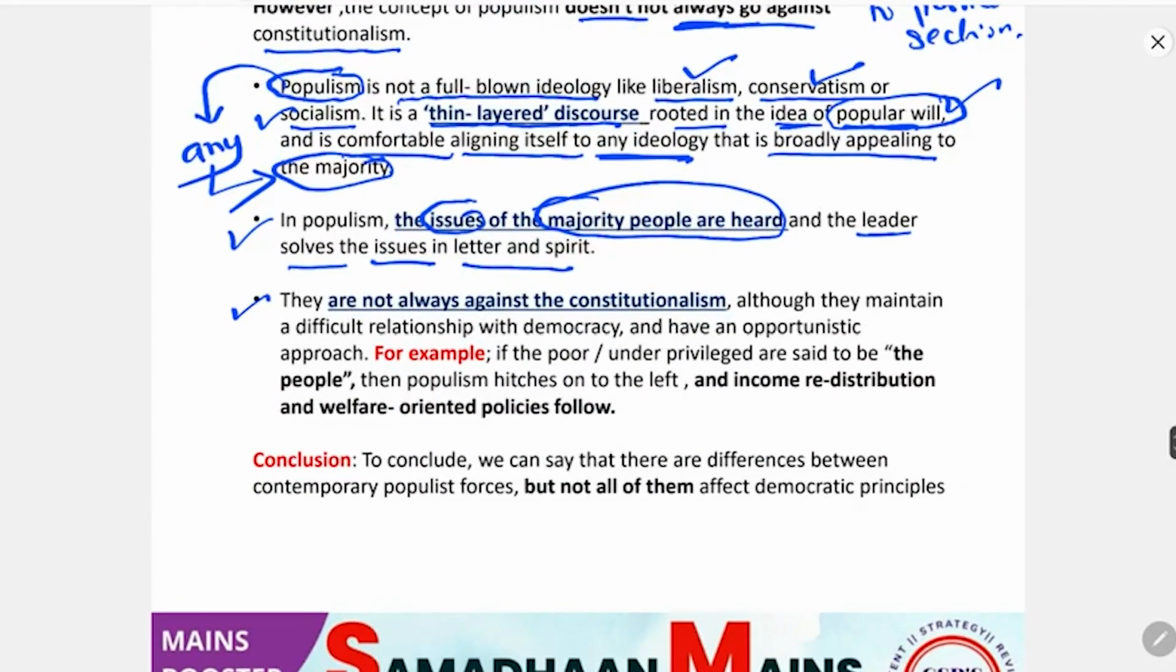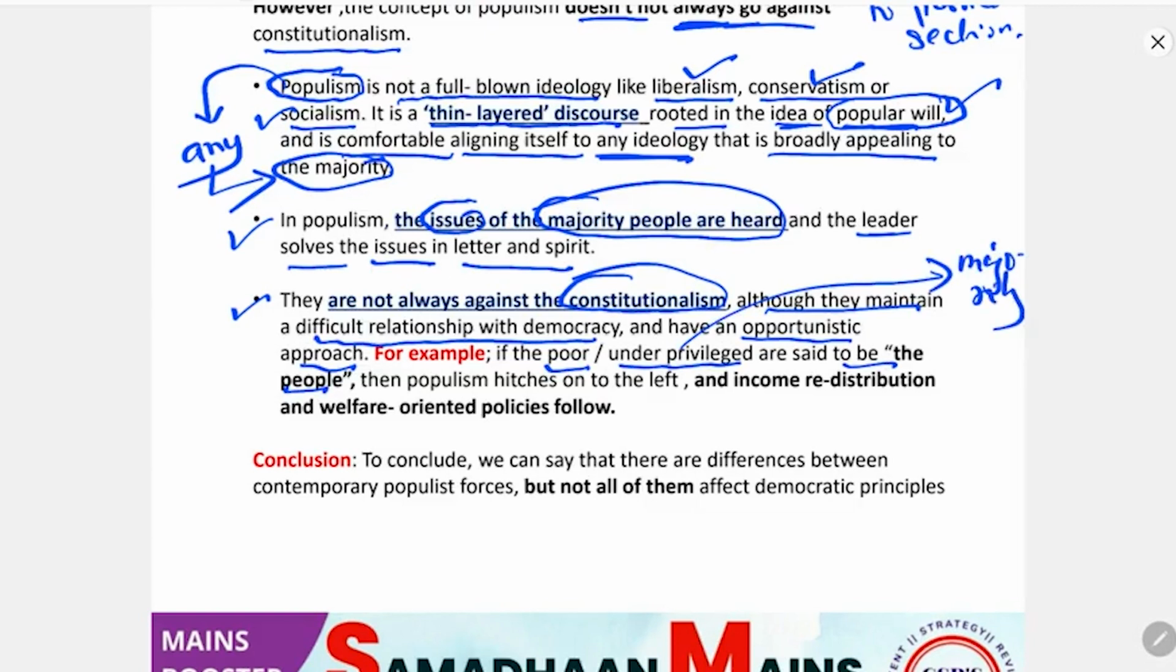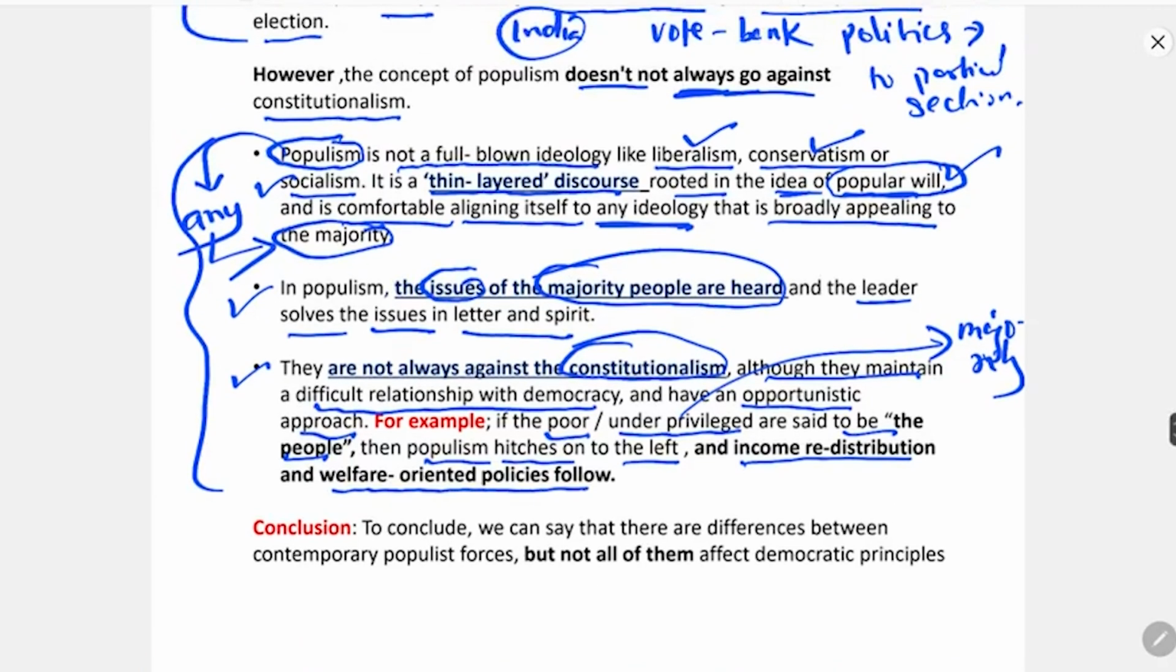Third, populist movements are not always against the constitutionalism concept. They are not always against the constitution either, although they maintain a difficult relationship with democracy and also have an opportunistic approach because they always support the majority will, but they do not necessarily go against the constitution. For example, if the poor or underprivileged are the majority people, then populism will shift to the left. It will move to that particular side, and income redistribution and welfare oriented policies will follow. It is quite evident. So these are the positive aspects. They do not always go against the constitutionalism aspect.